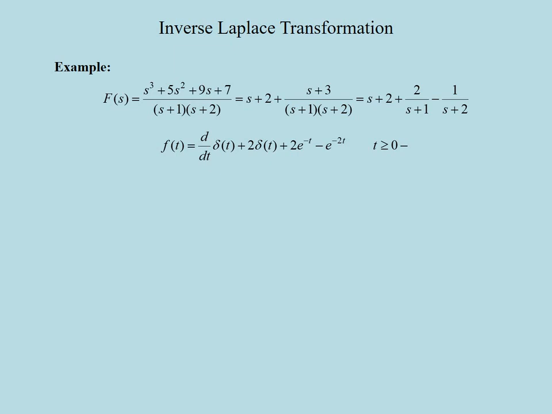Finally, since the inverse transform f of t has an impulsive behavior at t equals 0, its domain should start from 0 minus.